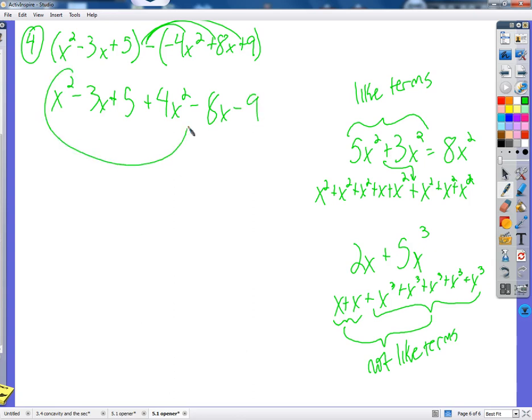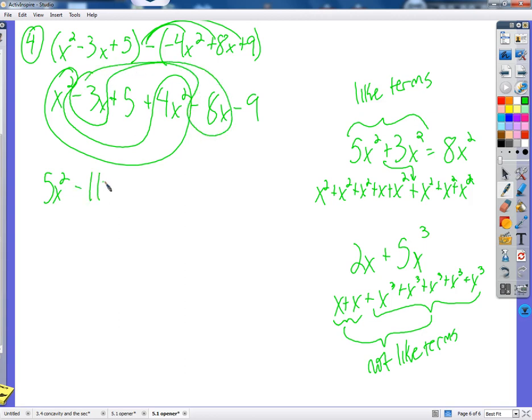And these two are like terms. So x squared plus 4x squared is 5x squared. Got a negative 3x, and that is a like term with negative 8x, negative 11x, and 5 and negative 9 are both constants. 5 minus 9 is negative 4.